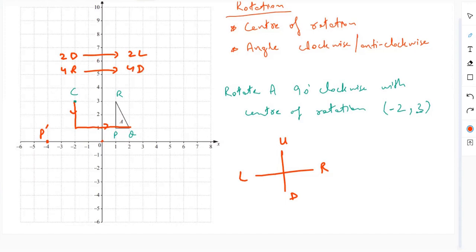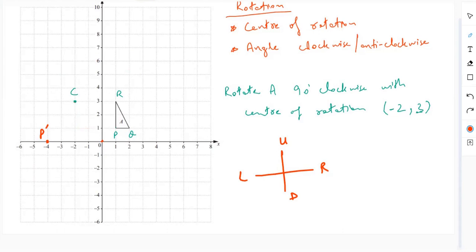Okay. So C से मैंने start किया. I go 2 left. And then I go 4 down. I reach this point here. And that's my Q dash. This point here is my Q dash. मेरा दूसरा point आ गया. ठीक है? Then I have R. R कैसे कर सकते हैं?